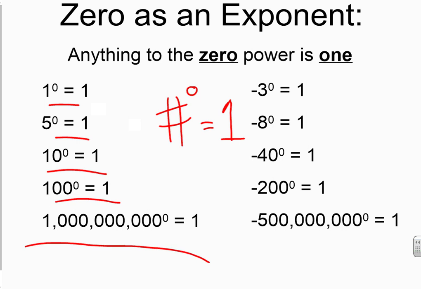And as you can see, it affects negatives too. Negative 3 to the 0 is 1, negative 8 to the 0 is 1, and so on. And as you can see, we put in some ridiculous numbers because we wanted to show you no matter what the number is, if it's to the 0 power, it equals 1.